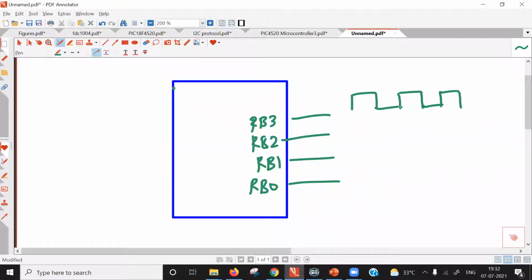There are 2 ways to generate this type of signal. One is using on-chip PWM. In PIC18F4520, there are 2 on-chip PWM modules available. So you can generate 2 PWM signals on 2 different pins. And there are some other PIC devices where 4 on-chip PWM modules are available. So you can generate this signal using the on-chip PWM module or through a software program. So both ways it is possible.